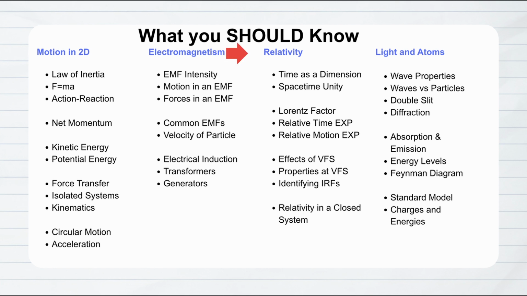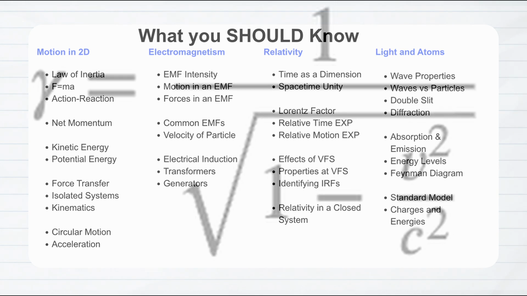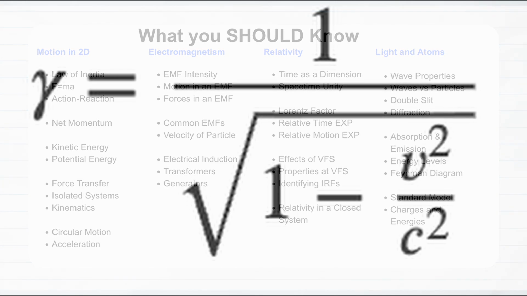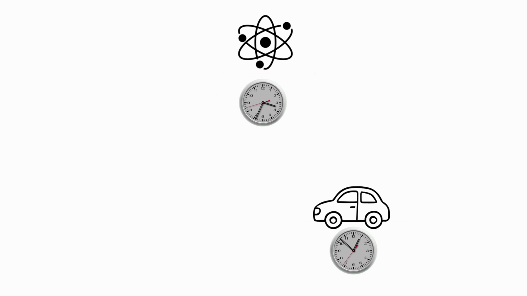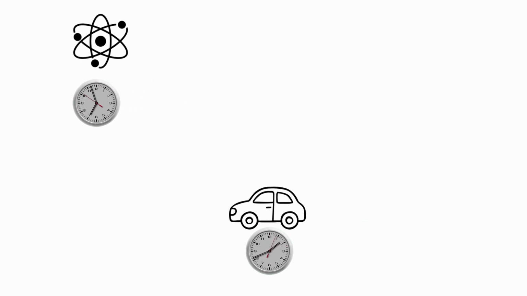Relativity, the Lorentz factor, that's just an equation. If you know the velocity, you can find out the Lorentz factor. Relative time experienced, so we know that the time of a particle is equal to its Lorentz factor multiplied by the real time, and same with its length.